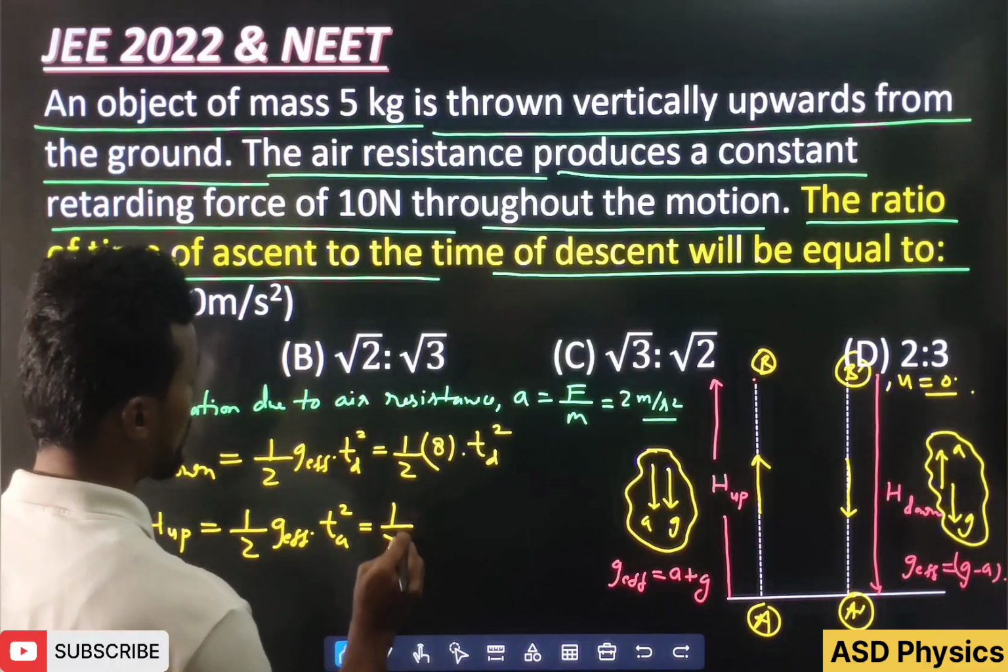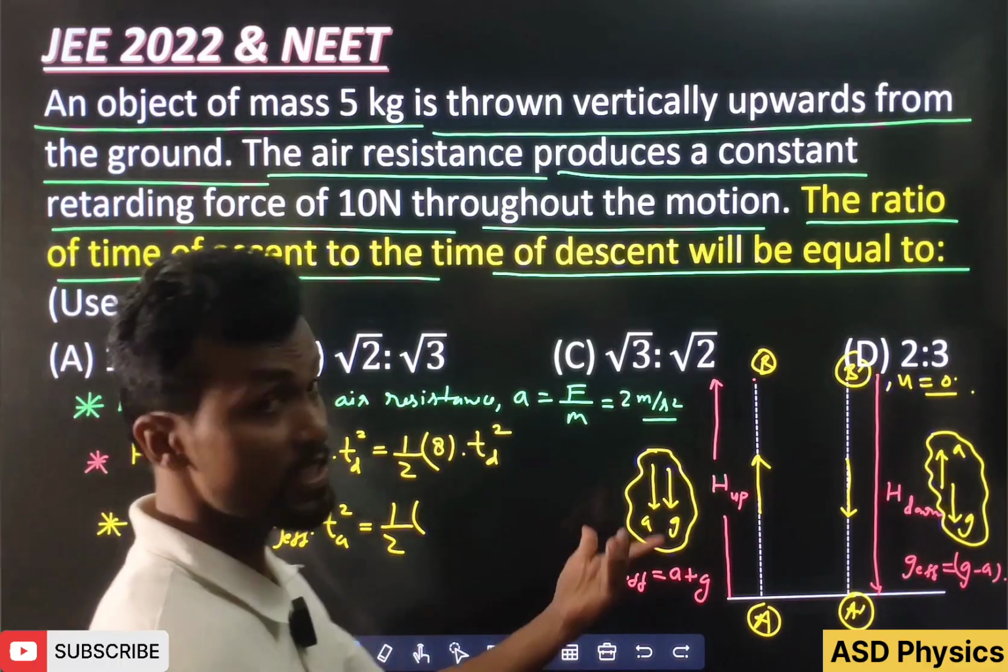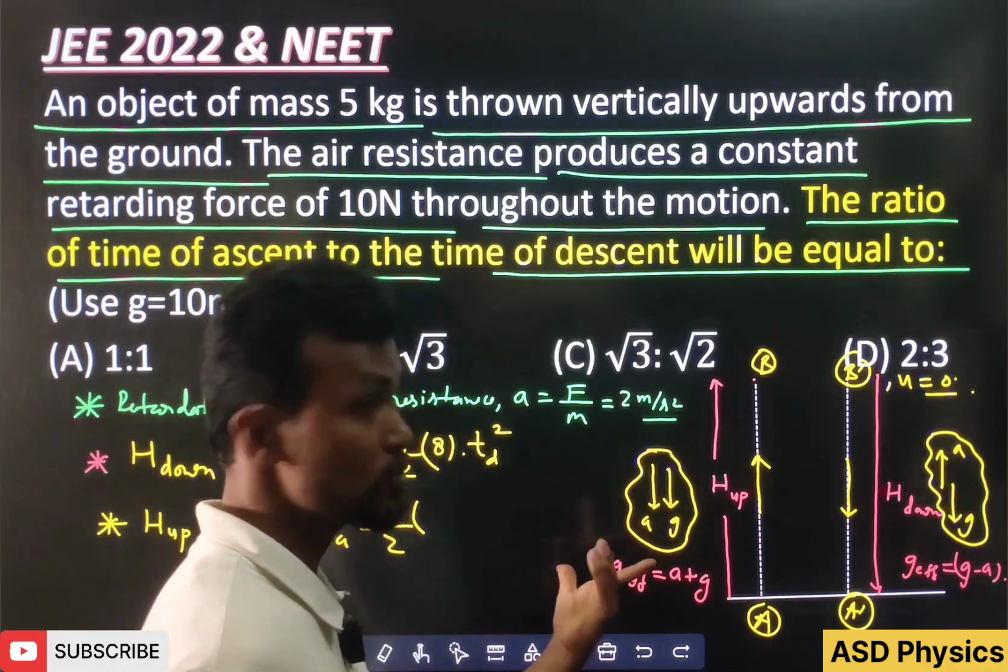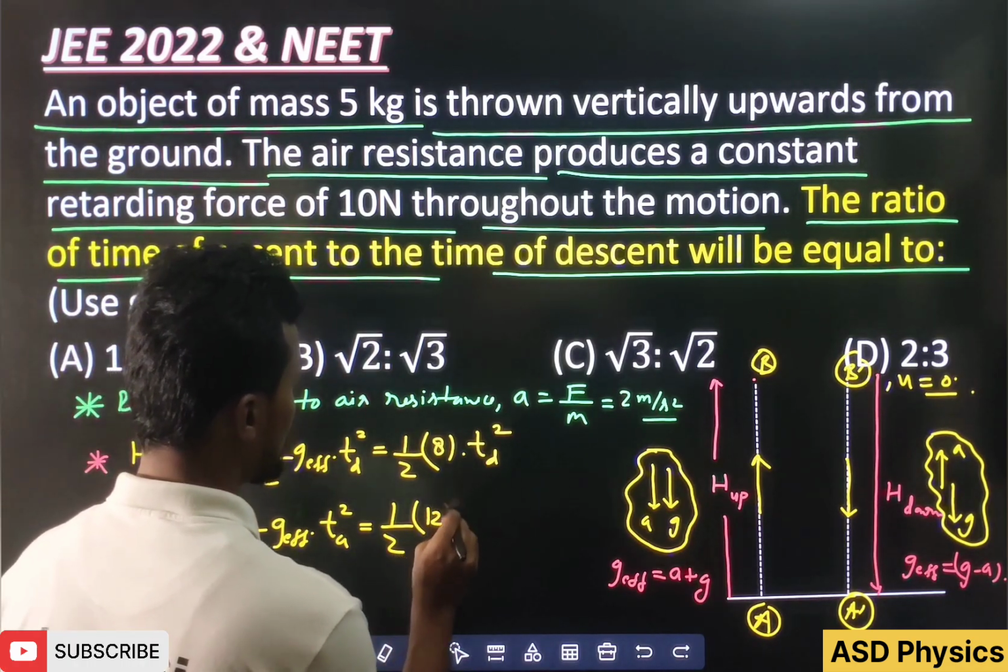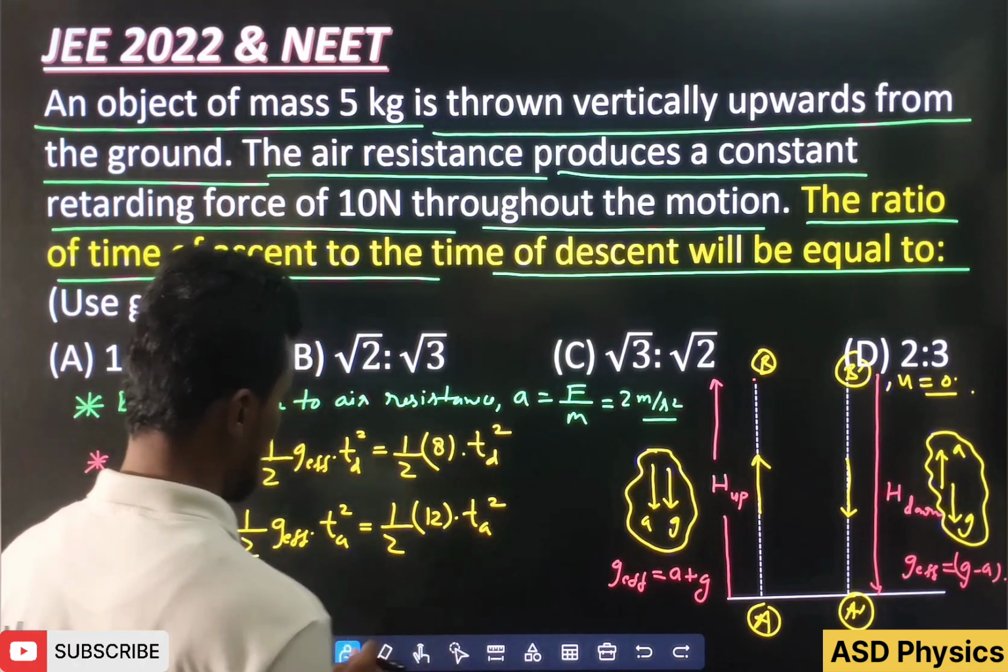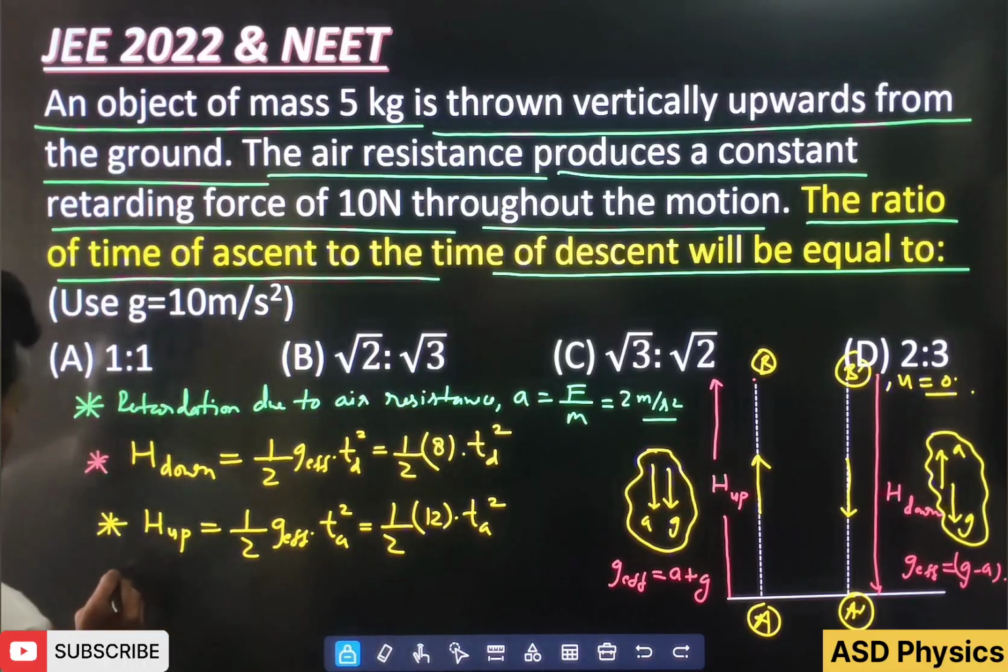And in this situation, G effective how much here? Think, G 10 downward, A also downward. So in this situation, 10 plus 2, it will become 12, and this is the ascent square here. Okay.